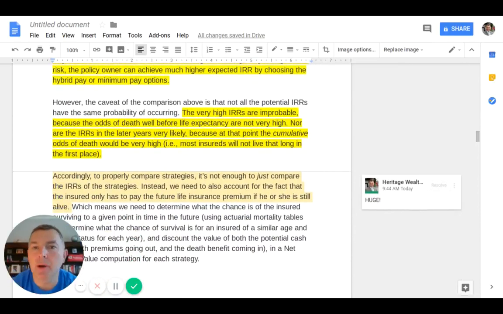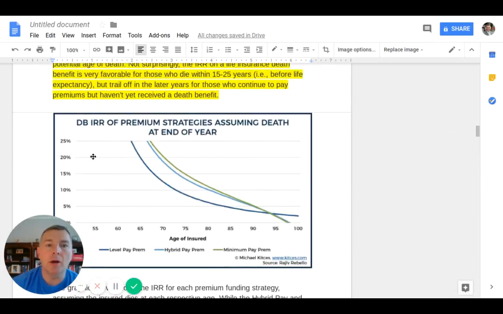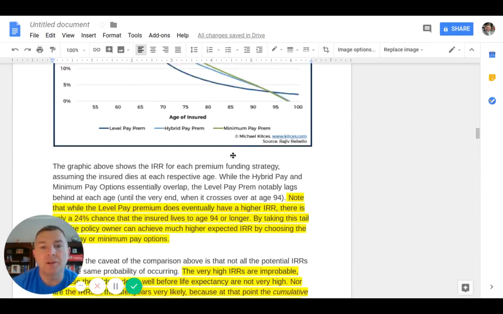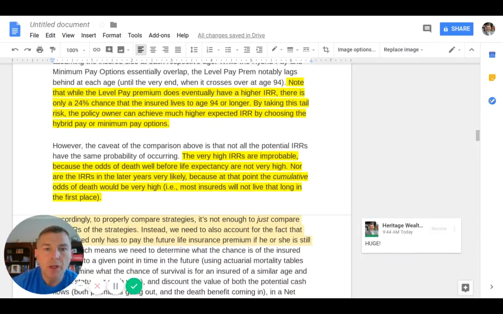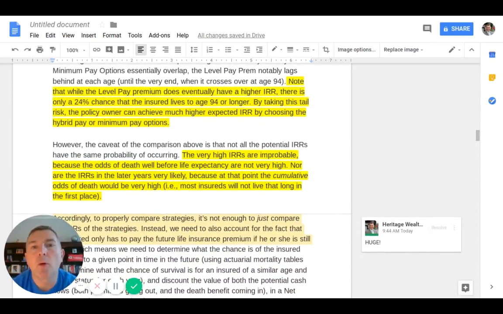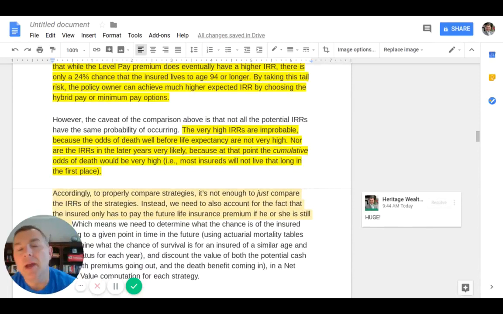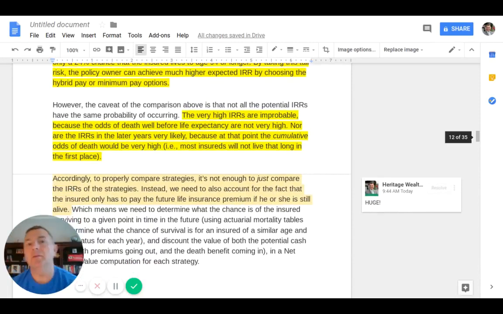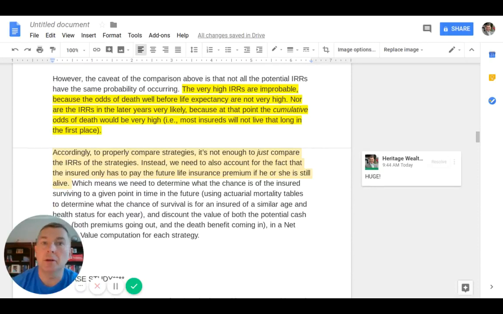The caveat of the comparison above is that not all potential IRRs have the same probability of occurring. The very high IRRs are improbable. You're not likely to die at 65. That's just not likely to happen. Because the odds of death well before life expectancy are not very high, nor are the IRRs in later years very likely, because the odds of living that long are not very high either. You're going to die before that most likely.